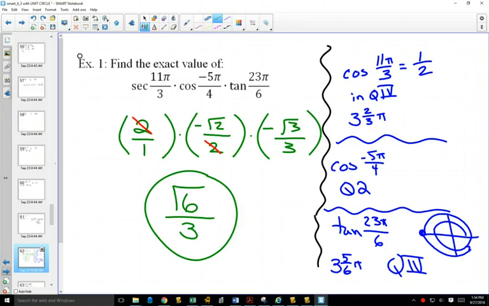This is usually a 3-mark question. If you forgot your negatives inside here, you would get the same answer, but you would lose a half a mark for each thing. Each value inside of those brackets needs to be exactly that. So we get root 6 over 3.